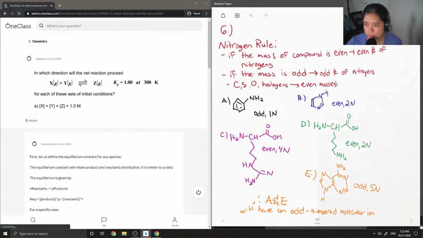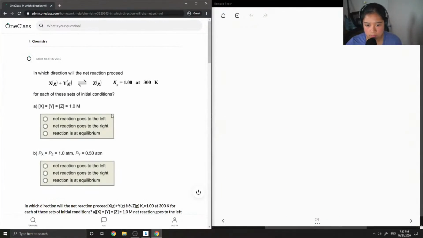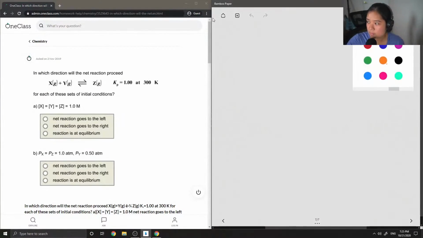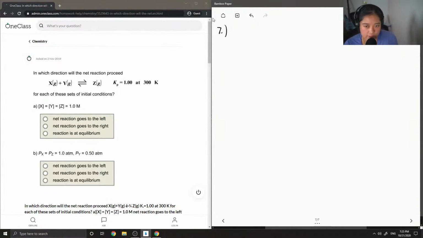Okay, so let's go to question number 7. In which direction will the net reaction proceed for each of these sets of initial conditions? So we have a condition where all of the concentrations are the same. And then for B, we have the same pressure for X and Z, but a different pressure for Y. Okay, so I'm going to write down the net reaction.